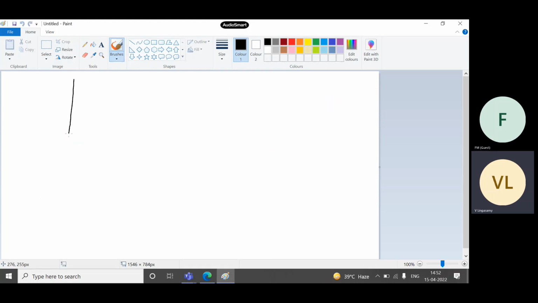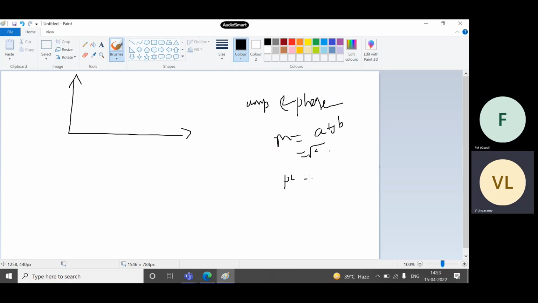Before we move on, I will tell you one thing. S11, the reflection coefficient, is a complex number, which will have an amplitude and phase. How do you calculate the amplitude? If you take the magnitude of a plus jb, you take the square root of a squared plus b squared. Similarly, for phase, you take the argument, tan inverse of b by a.